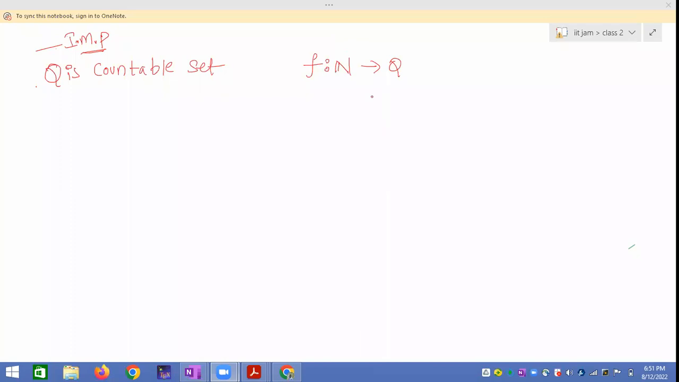Semi-open intervals are also uncountable. Any interval, semi-open or open, these are uncountable sets.